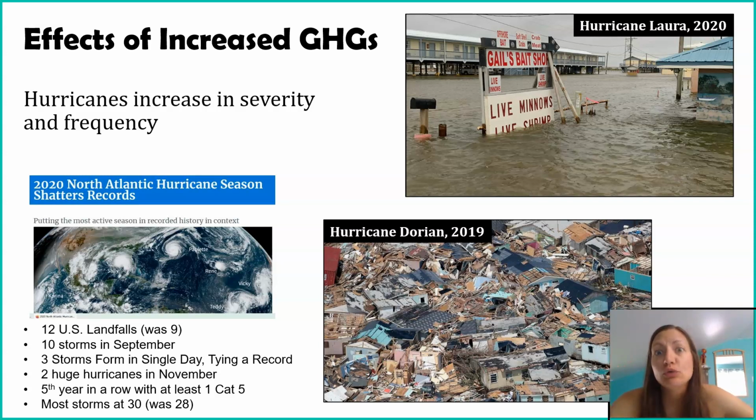There were 2 huge hurricanes in November. November is at the very tail end of the hurricane season, right? We're going into winter. It's starting to get cooler. And we had 2 large, damaging hurricanes. This is the 5th year in a row that we've had at least one Category 5 hurricane. Category 5 is the strongest hurricane on our scale. And then the most storms in general, so hurricanes plus tropical storms and tropical depressions, at 30, the previous record being 28. And this is going to continue. These records are going to continue being beaten every single year.